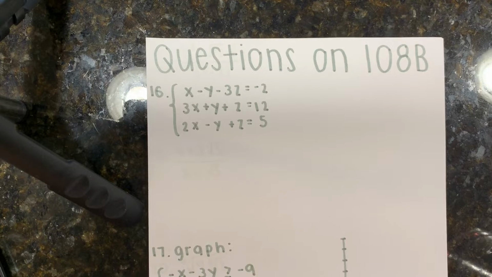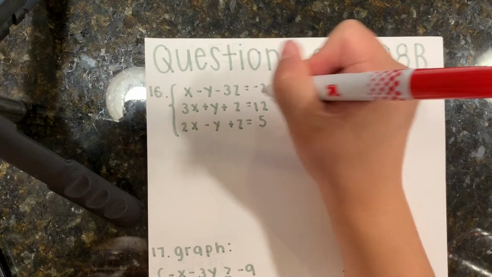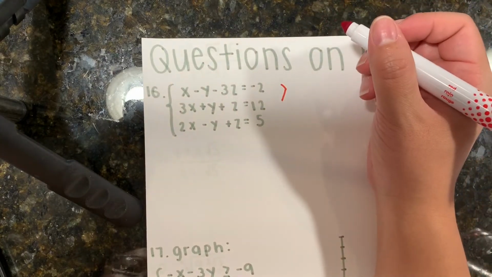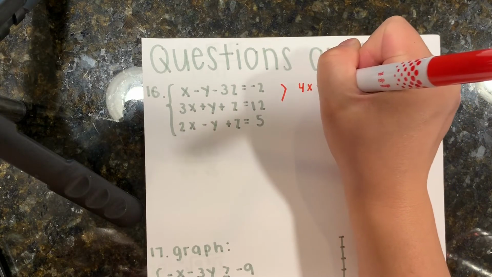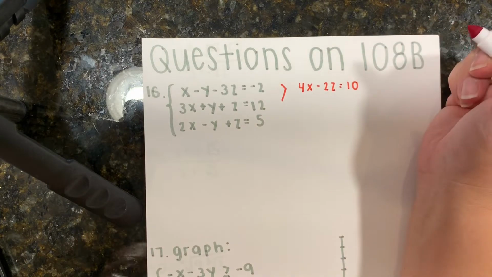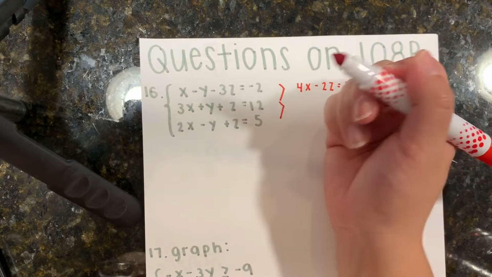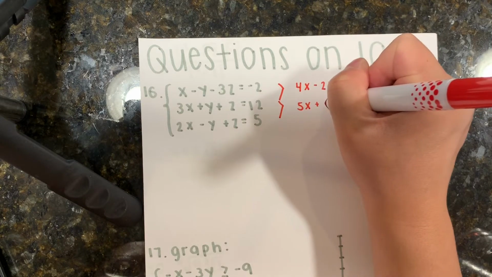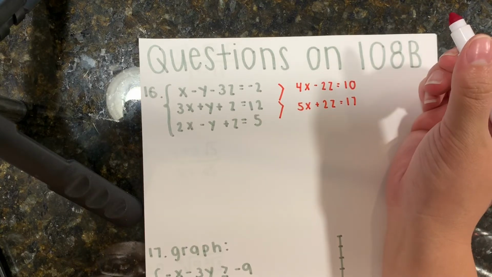So if I look at number 16 and I were to add the top two equations together, notice that the y's are actually going to cancel because one is negative and one is positive. And that is exactly what we want. So that's going to give me 4x minus 2z is equal to 10. Now, if I add the bottom two equations, the y's are going to cancel again. So I get 5x plus 2z equals 17.